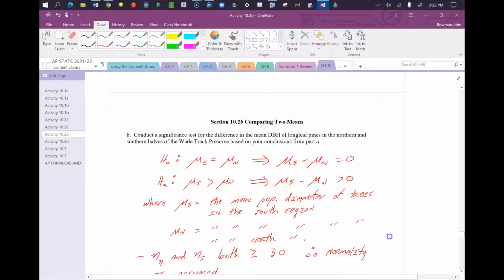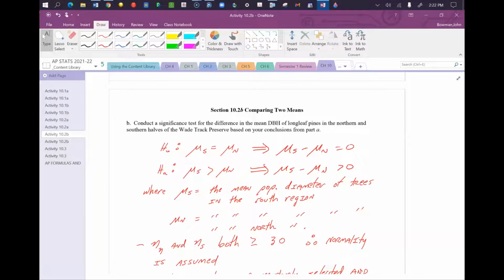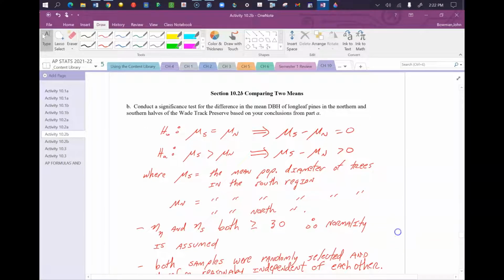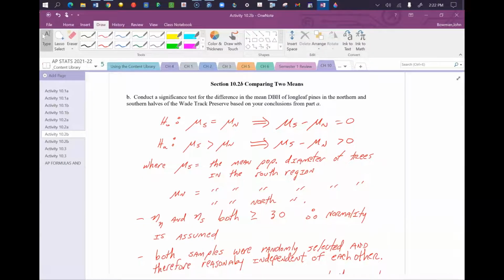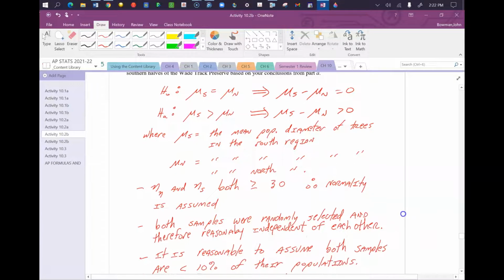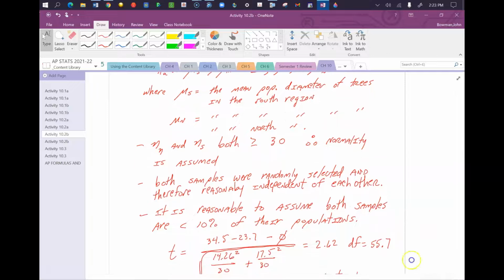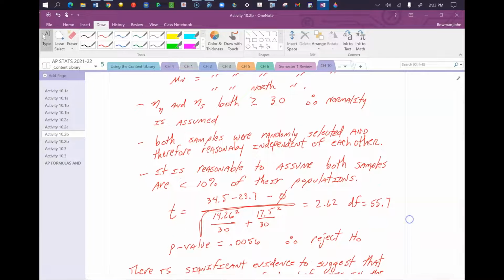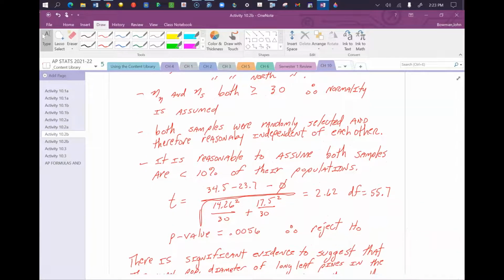So our null hypothesis would be that the mean from the southern is equal to the mean from the northern, or their difference is 0. The alternative is that the mean from the southern is greater than the mean from the northern, or mean southern minus mean northern is greater than 0. If you reversed the alternative hypothesis, mean northern minus mean southern is less than 0. You can check your conditions for both samples here.